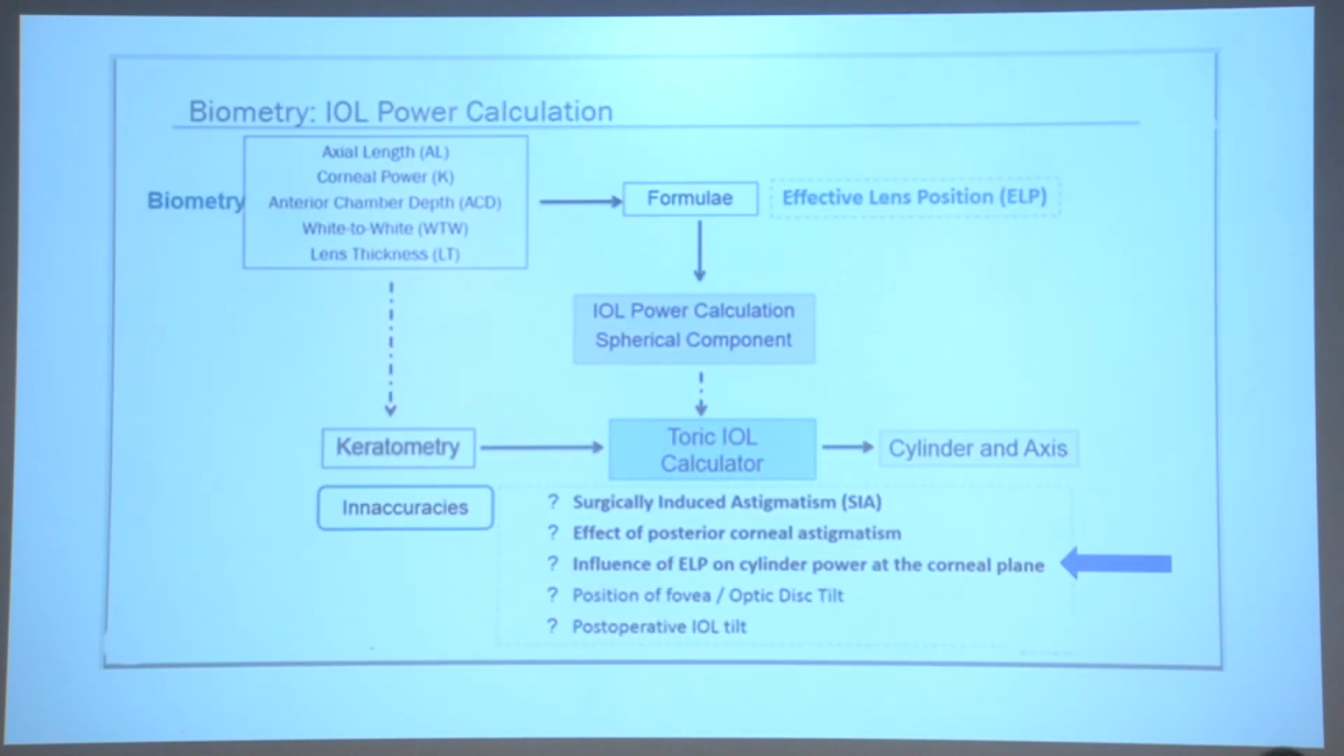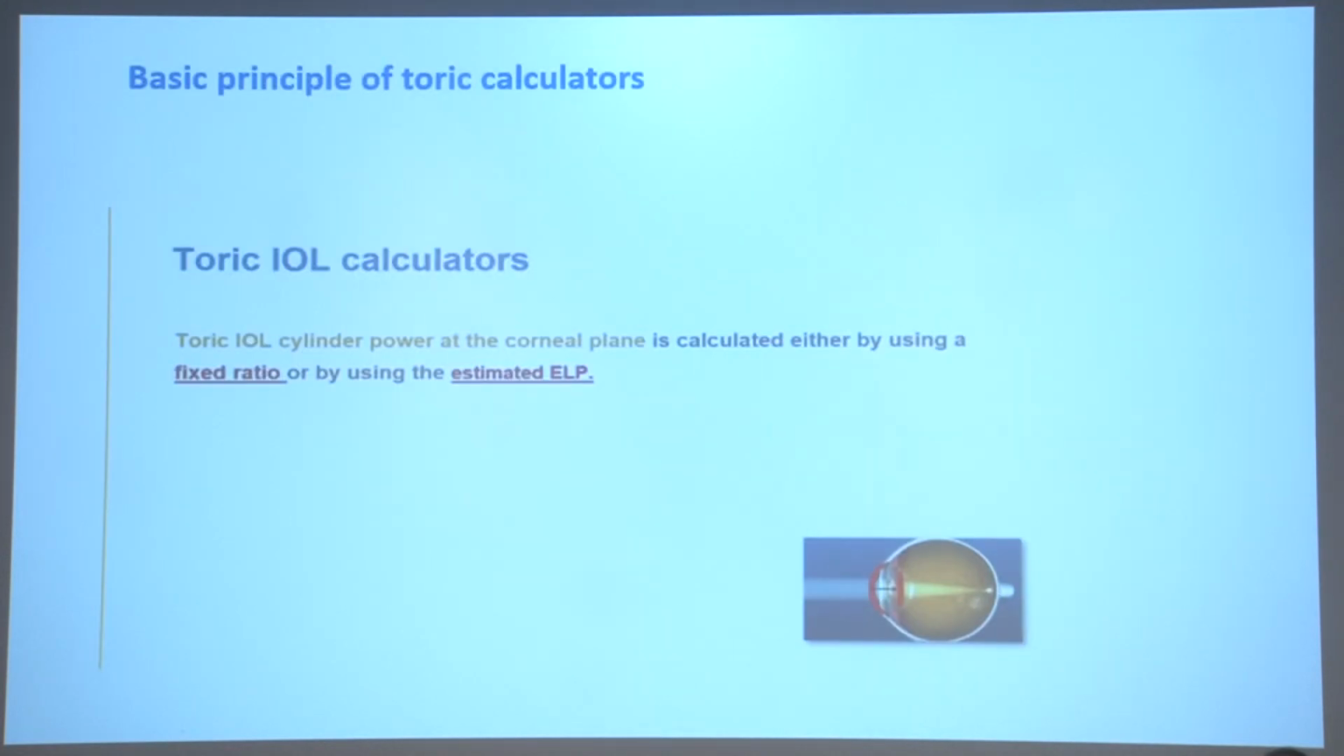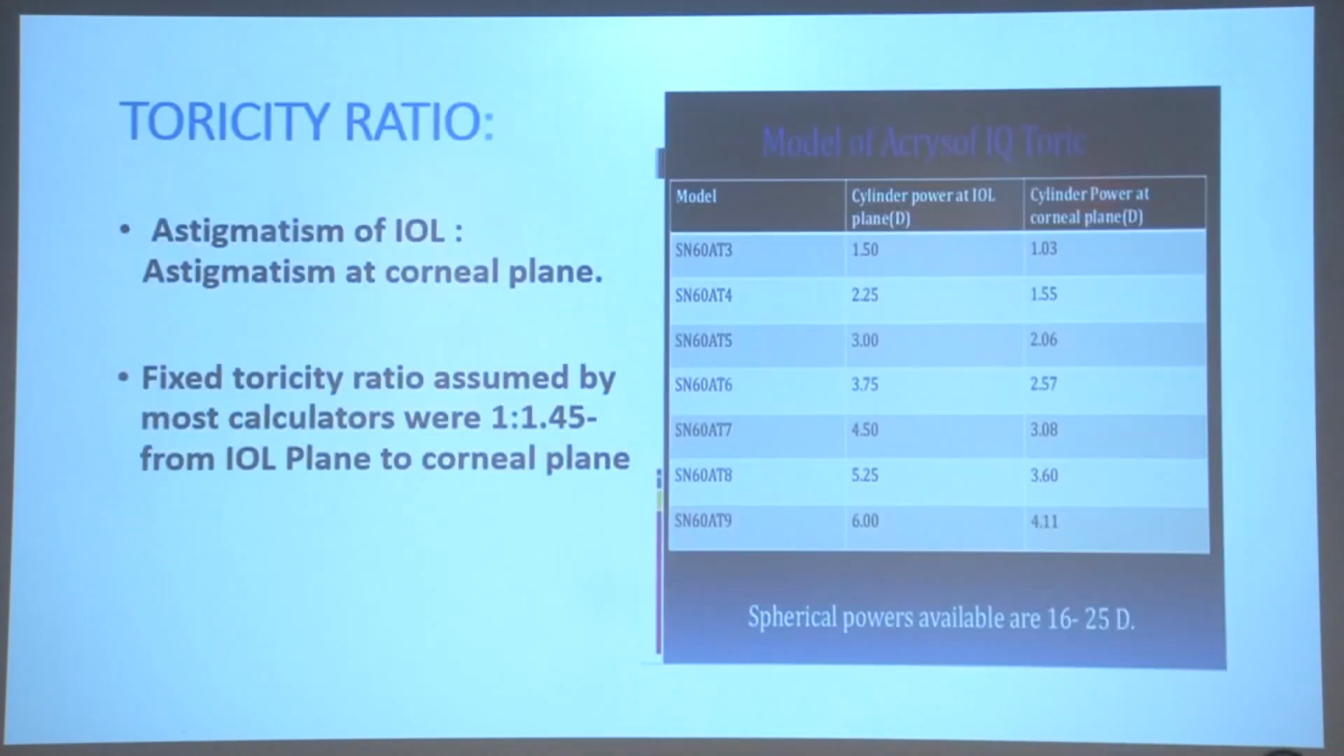Going to the third thing: the influence of effective lens position on cylindrical power at the corneal plane. This is mainly important for understanding which toric calculator you have to use, because toric calculators are based on two phenomena. One is the fixed ratio, and the second is the estimation of effective lens position. What do we mean by fixed ratio? Your IOL power astigmatism has to be an astigmatism at the corneal plane. That has to be considered. The fixed ratio toricity means 1:1.45. So 1.45 diopters of IOL plane correction will correct one diopter at the corneal plane.